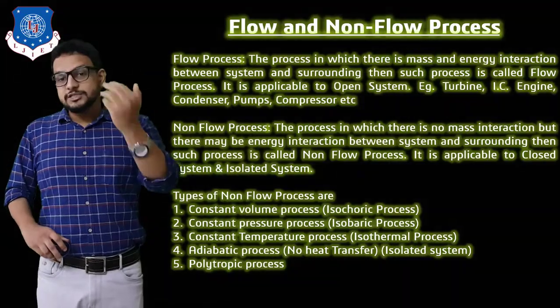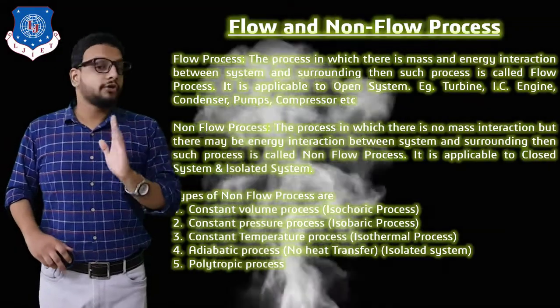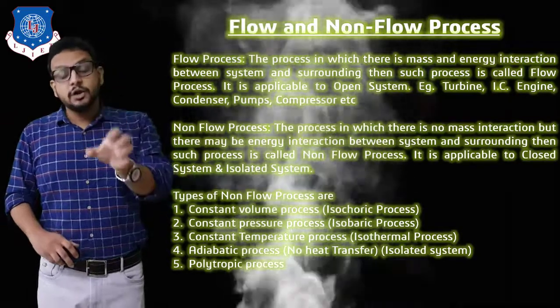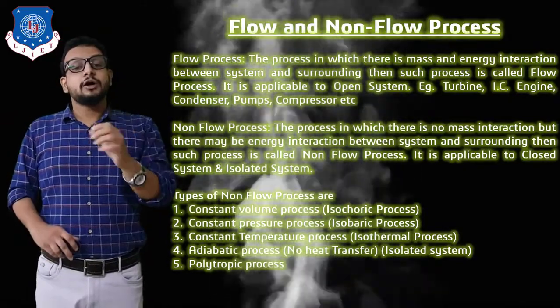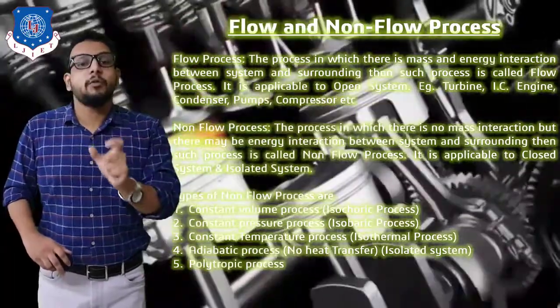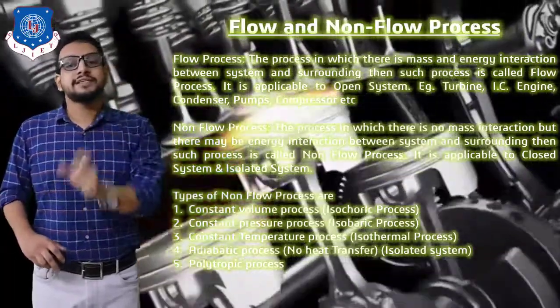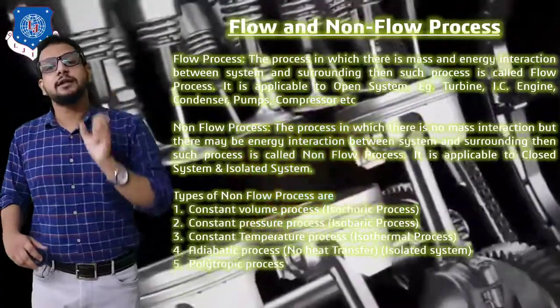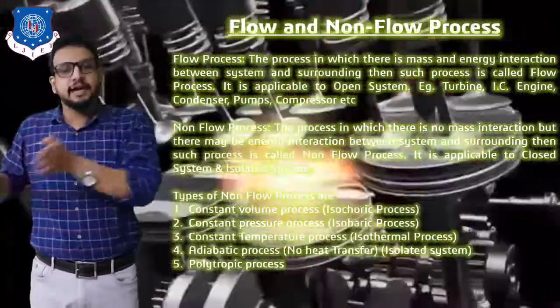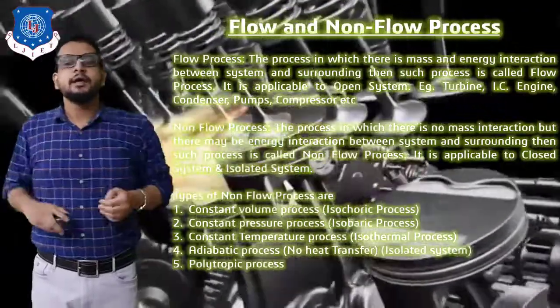Okay, and the last process is called a polytropic process. Again, this is the most important process. This polytropic process will cover all the above 4 processes. Because of that, this is called poly. Poly means multiple processes can be covered in this single process for various ranges of polytropic index. That we are going to study, what is polytropic index.